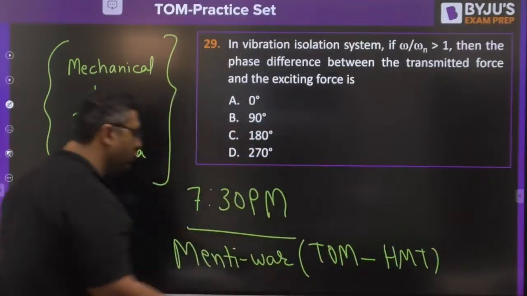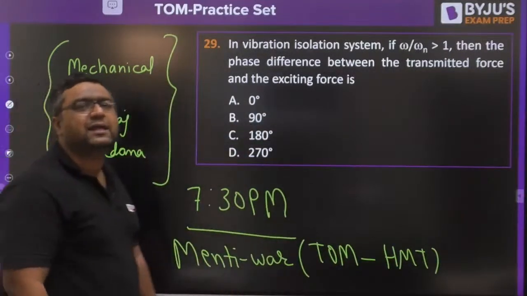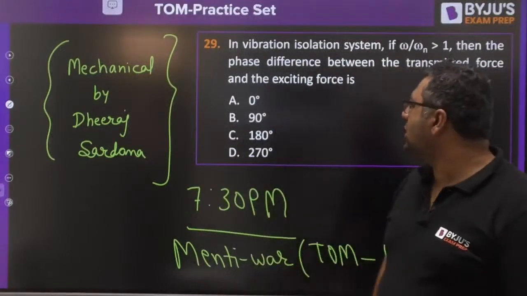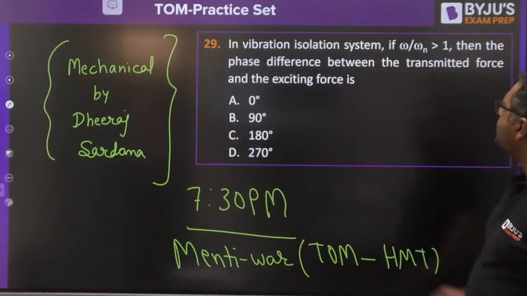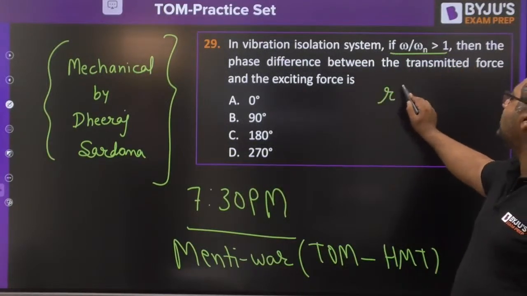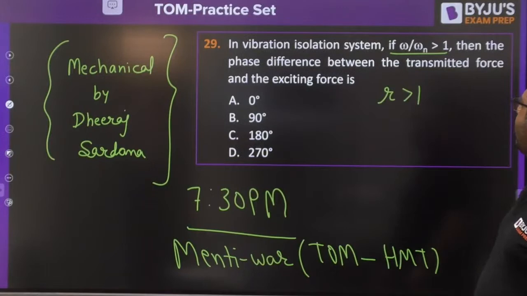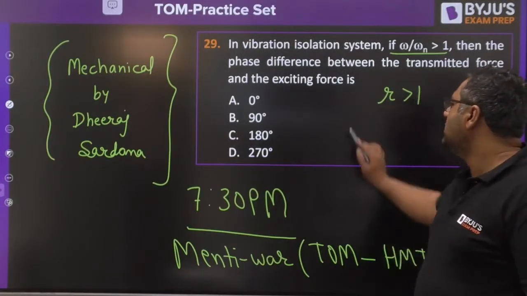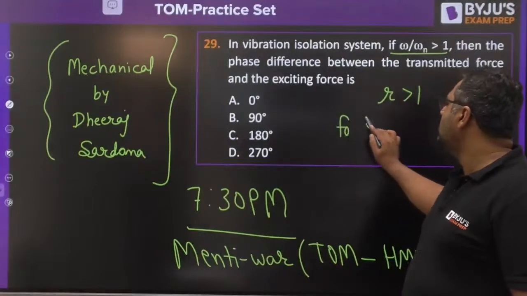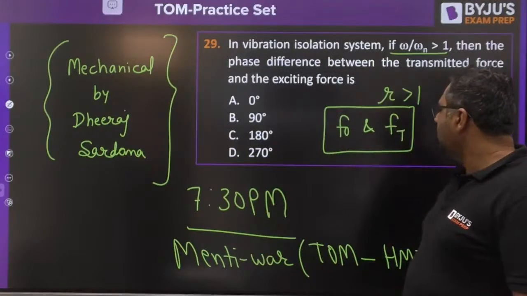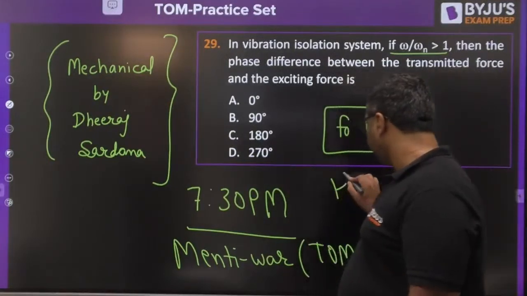And from tomorrow you can join me for engineering mechanics at 6 p.m. daily. So this is the homework question. In a vibration isolation system, omega by omega n is more than 1. It means R is more than 1. Then what is the phase difference between the transmitted force and the exciting force? This is the homework question.